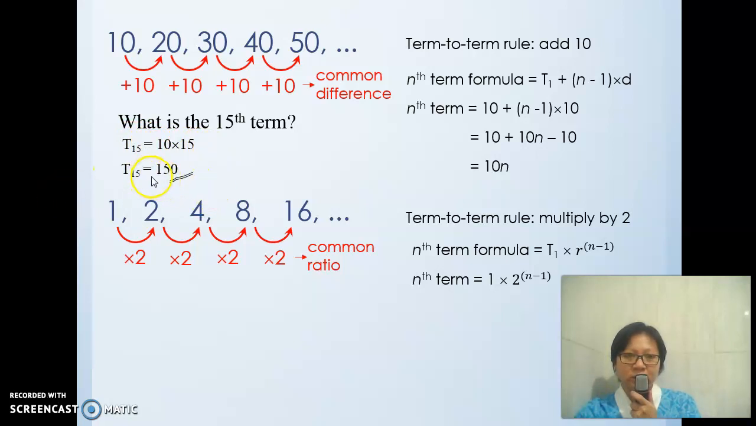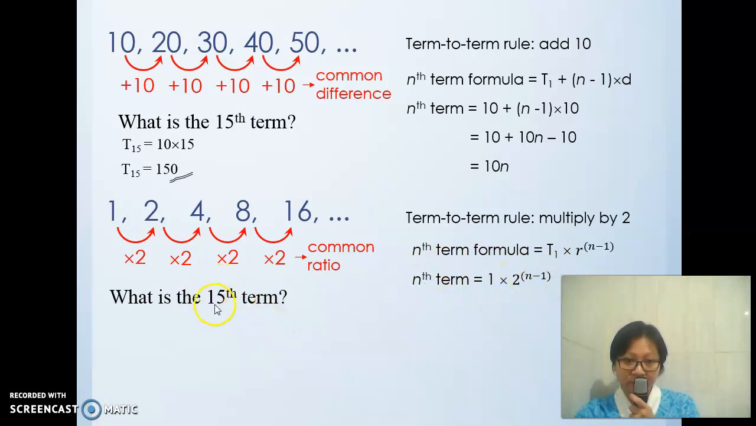So equals 150. Don't forget to underline your final answer twice. Okay, after that, what about the geometric sequence? What is the 15th term? Okay, we are learning about how to use the nth term here to find the 15th term.